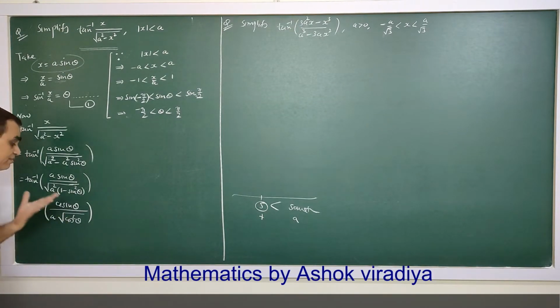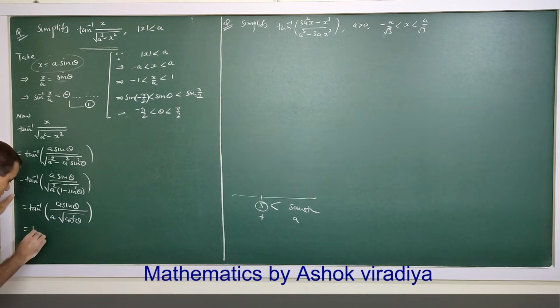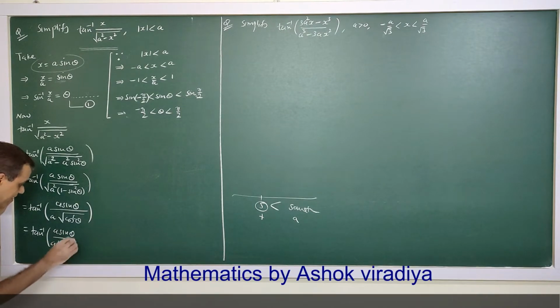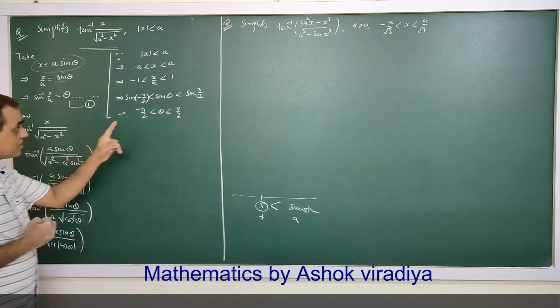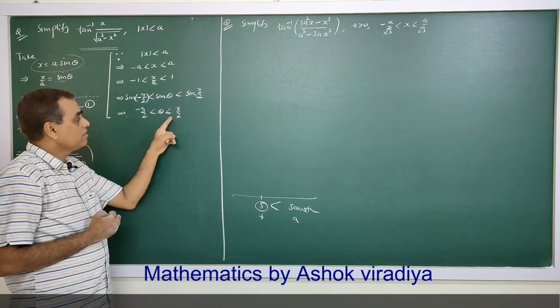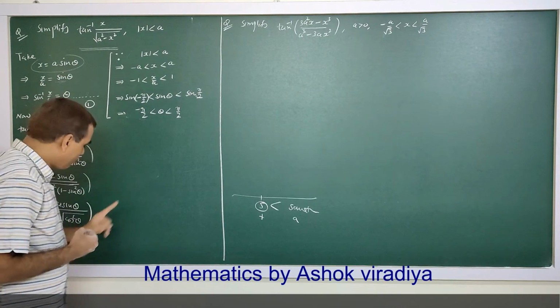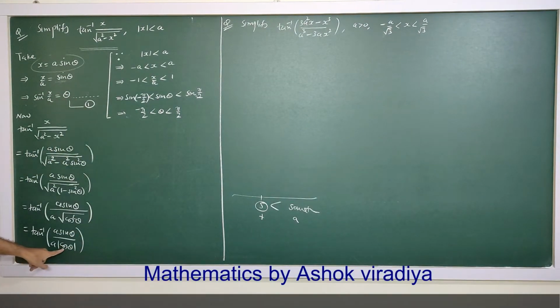We can't say cos theta is positive. Cos theta can also be negative. So here, root cos square theta, we keep modulus cos theta. Root cos square theta is modulus cos theta. Now see, theta is in minus pi by 2 to pi by 2. So it covers fourth and first quadrant. In fourth and first quadrant, cos is positive.